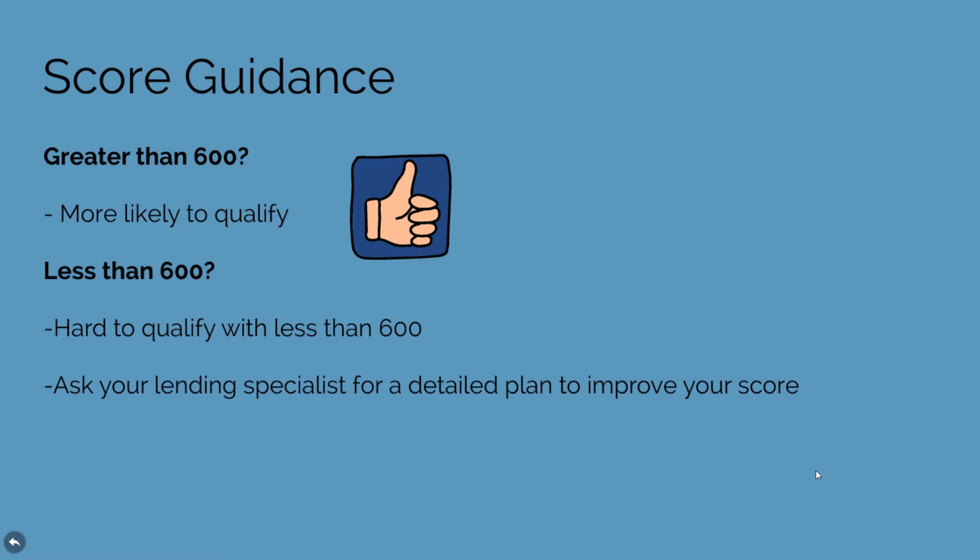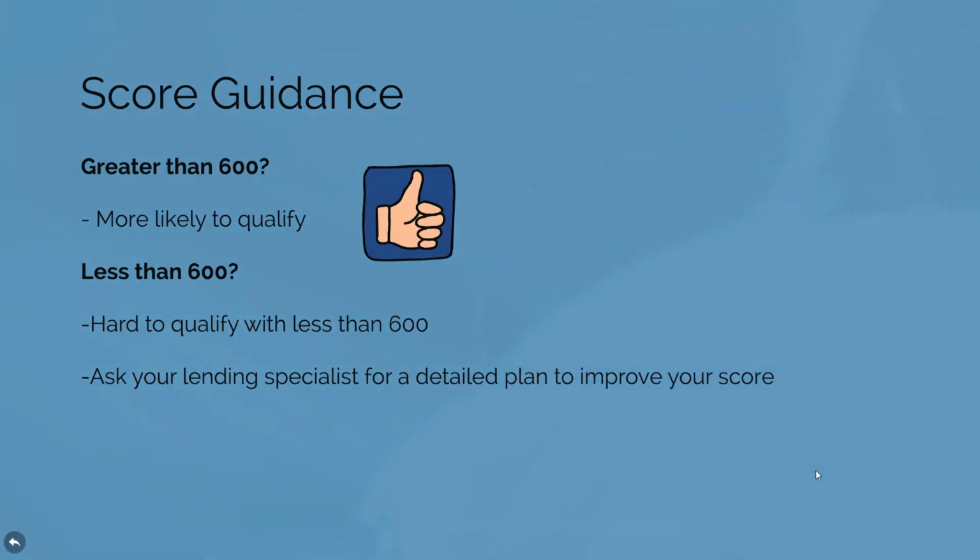But making a plan to actually get your credit score back up there, if it's not where it needs to be to qualify, is going to help you get there faster. There's a lot of different things that you can do to help improve your credit score, depending on what's been going on in your credit history and what the problem is. So I recommend, if you've come back with a score lower than 600, going and getting in touch with a lending specialist and making a plan to improve your score.